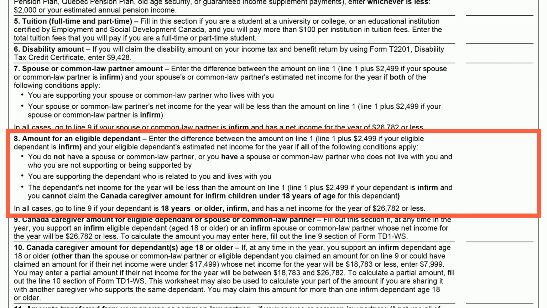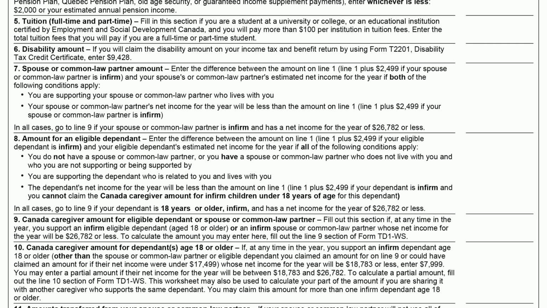Line 8, the amount for an eligible dependent, is for those who have a child but no spouse, or those whose spouse does not live with them. You can claim this as an equivalent to spouse amount. The amount works the same as line 7, where there are two versions of the calculation.